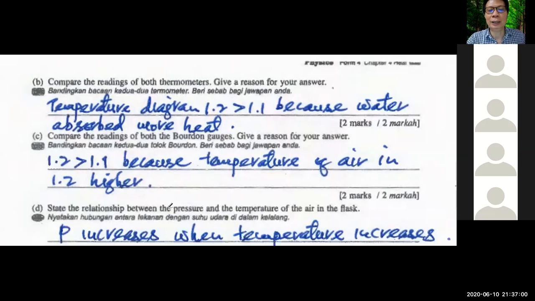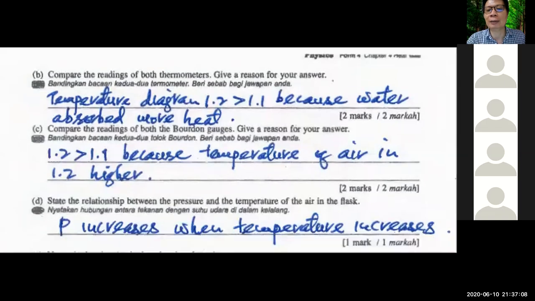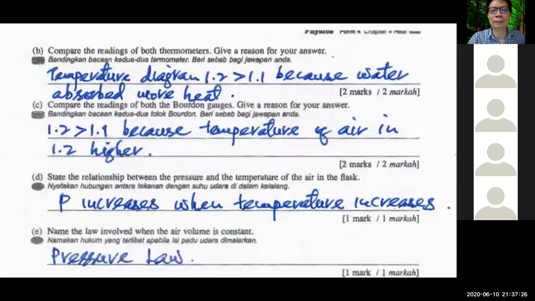And the relation between the pressure and temperature: P increases when temperature increases. Common sense, when the temperature is high, the pressure also becomes high. So we say P increases when temperature increases. Actually, this one is the pressure law, correct or not? Next one, the name of the law is the pressure law.